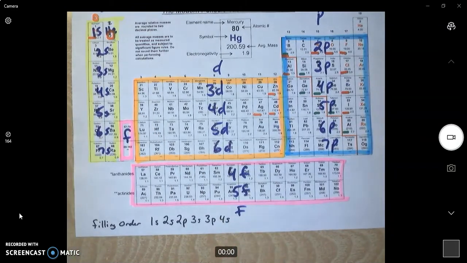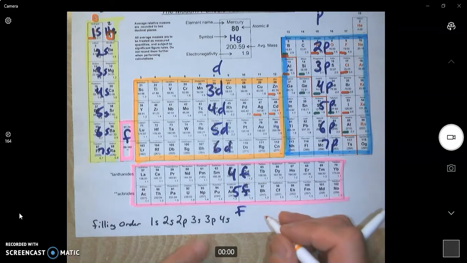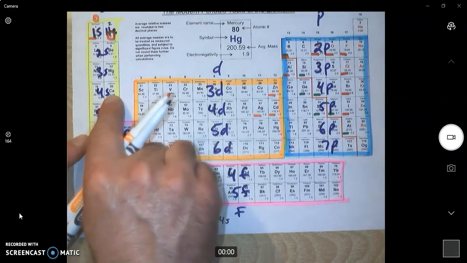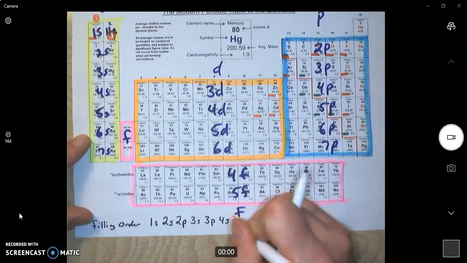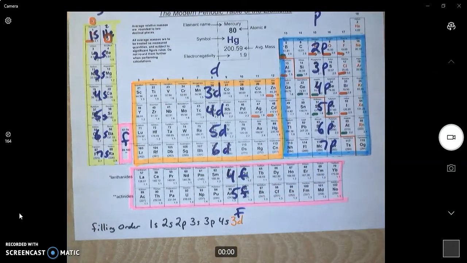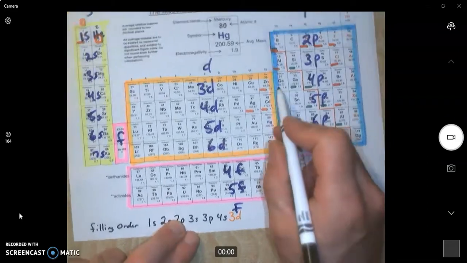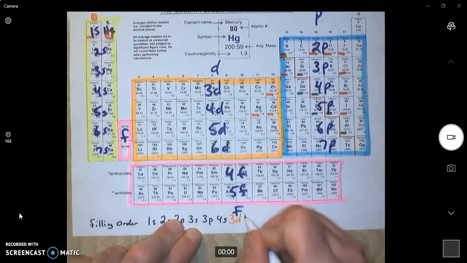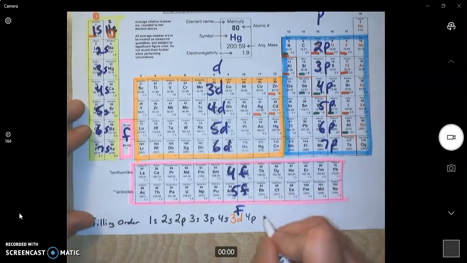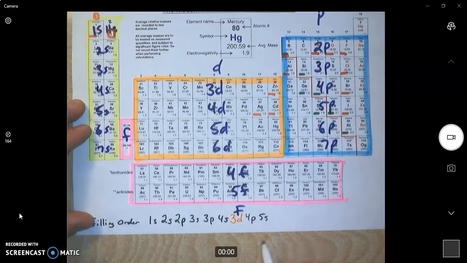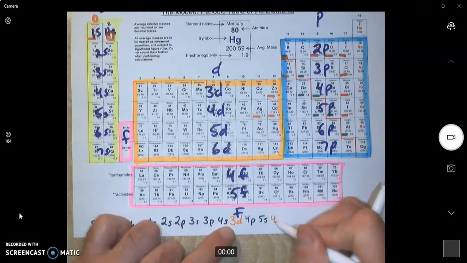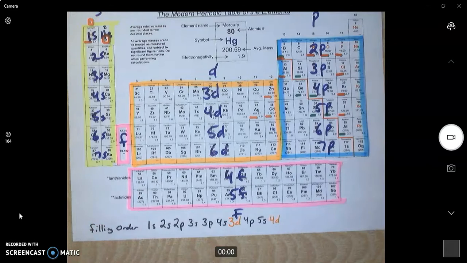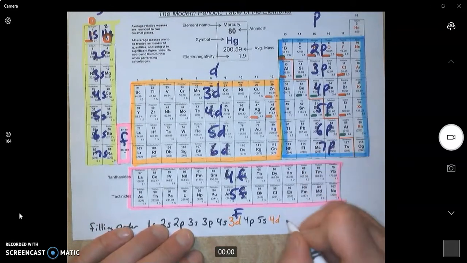This is where we need to pay attention in that we're going to see a little bit of variation here. In the 4th row, after we fill the 4s, we go back and finish filling up the 3rd energy level. We're going to fill in the 3d. Okay? And then we jump back out to the 4p. Then we hit the 5s. And we drop back down and we start to fill in some more of the 4th energy level. We hit the 4d. And then we hit the 5p.